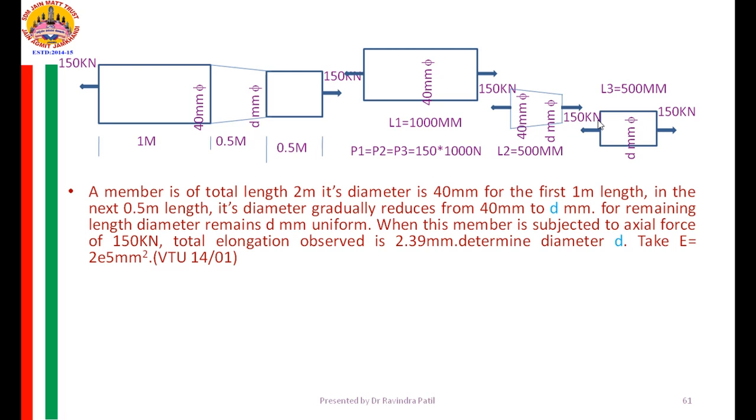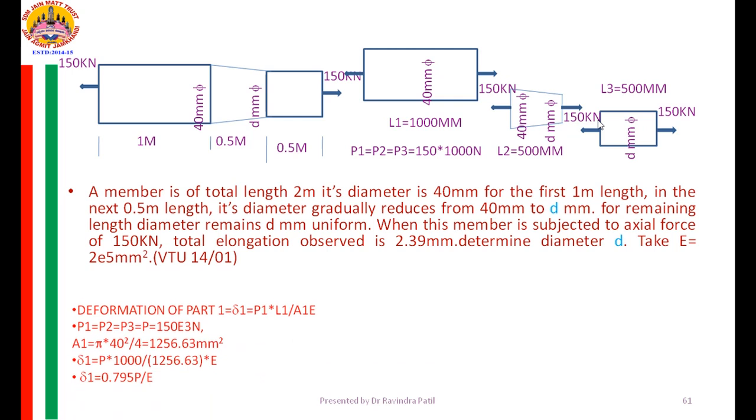So what I am doing is, first I am calculating the deformation of the individual parts. To calculate the deformation, what is needed for me? P, that is nothing but the resistance, into L divided by A into E. That is the regular formula. If at all there is a change in a tapering bar, we have proved the expression for the deformation of a tapering bar. Those are to be used here in the calculation. So one by one I am considering the parts here.